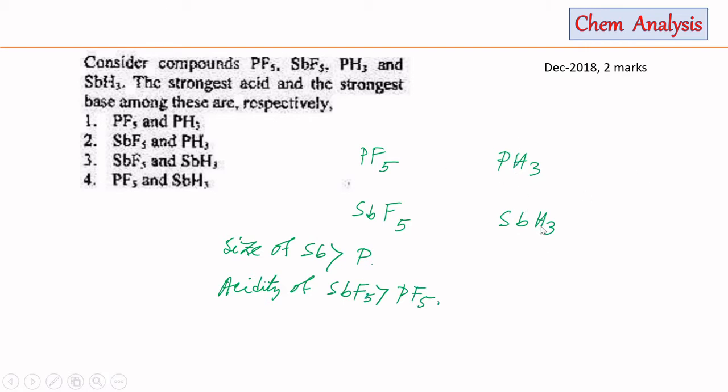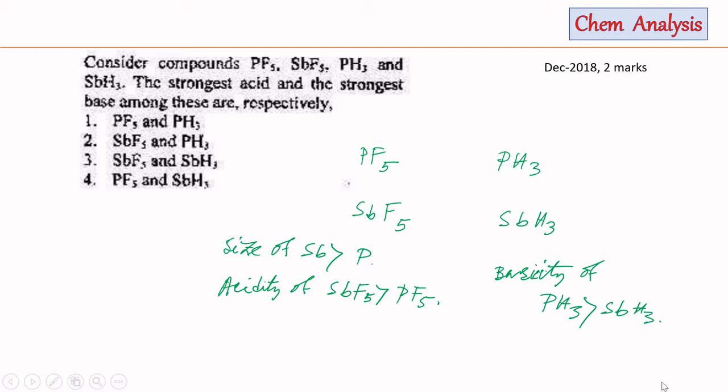So SbF5 will be the strongest acid. Now between basicity, here phosphorus center is smaller in size, so the electron density on the phosphorus center will be higher than that of antimony, since in antimony the lone pair electron is distributed around more space, so it will be reluctant to donate the lone pair electron to another species. So electron donor tendency will be higher for PH3 than that of SbH3, and as a result we can say that basicity of PH3 will be higher than that of SbH3.